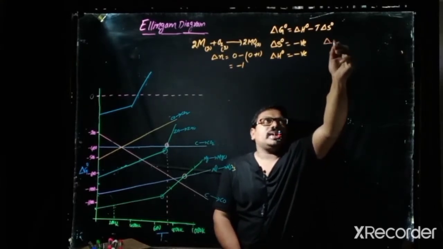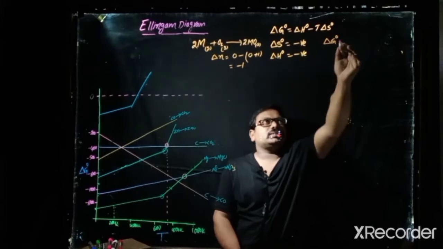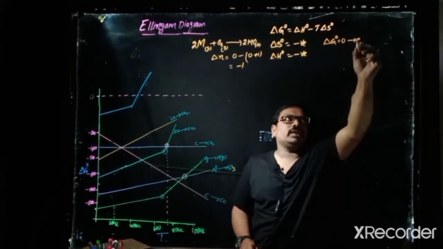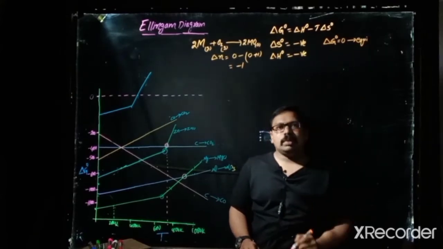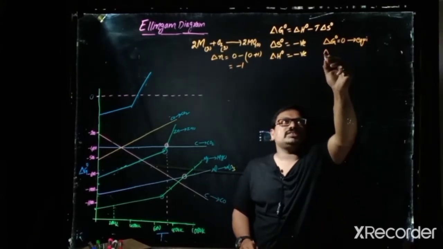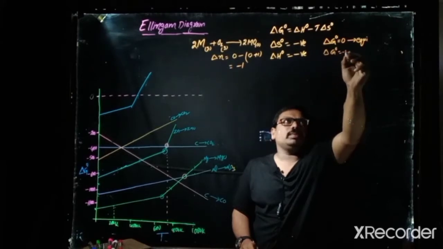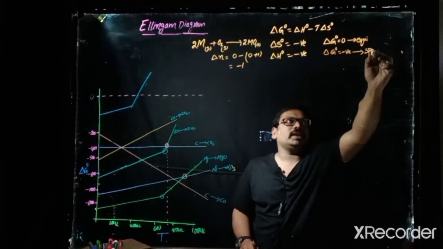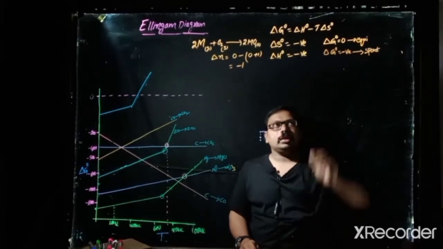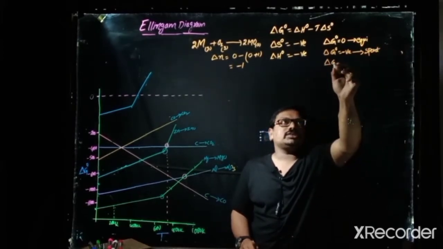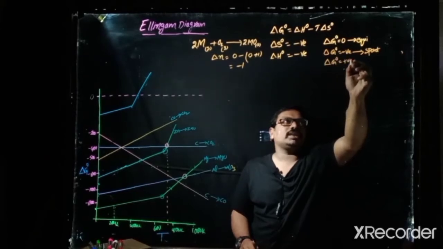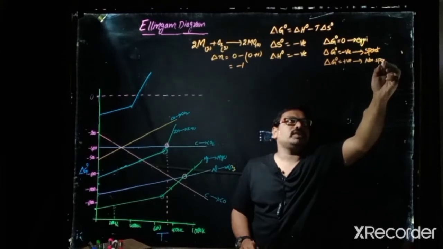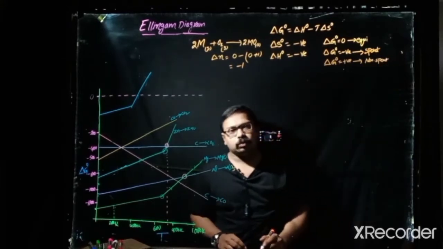Okay, we know that whenever for a reaction or process delta G naught is equal to 0, it will be equilibrium. If delta G naught is negative, the reaction will be spontaneous. And if delta G naught is positive, it will be non-spontaneous. That information we learned in the first year thermodynamics topic.